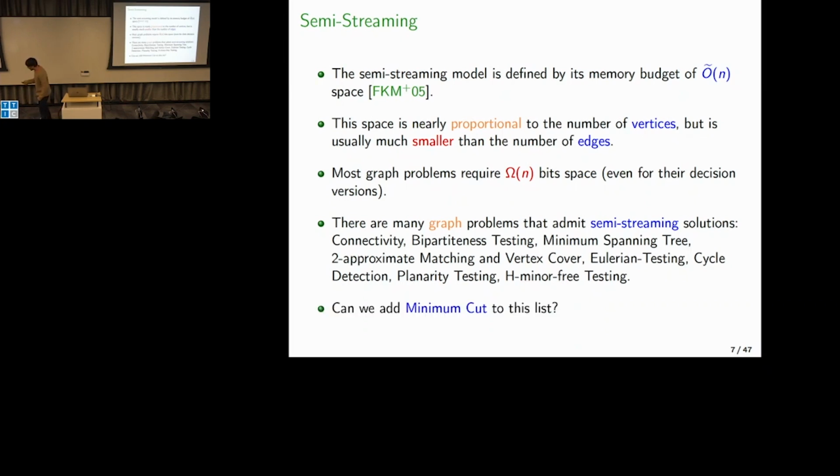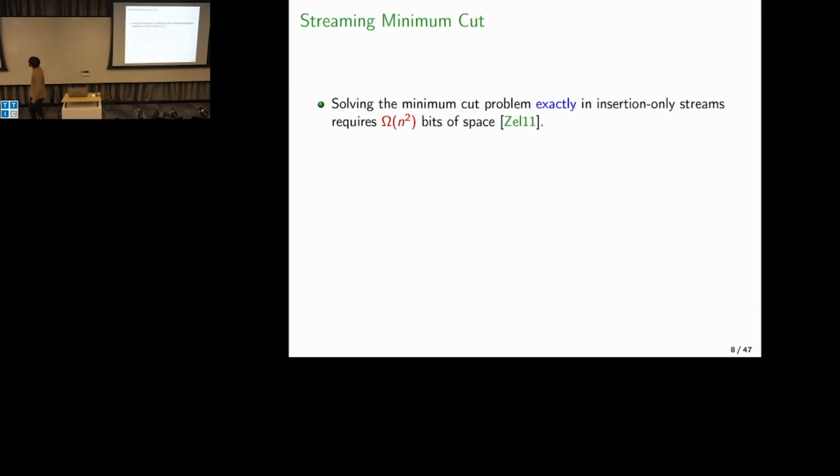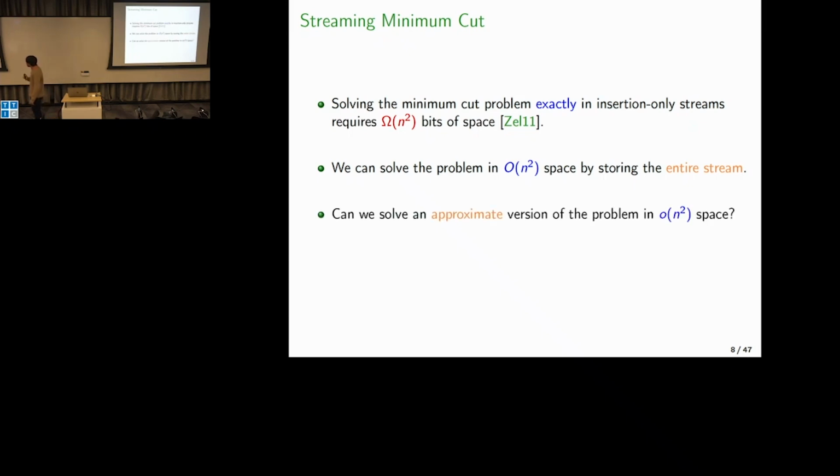Right? And okay, it turns out you can't. So solving min cut exactly needs n squared bits of space. So you can't add exact min cut to the list. But you can also store the entire stream in n squared bits, so n squared is the right answer for exact min cut. But the question is, what about an approximation, right? Can I get something better than n squared space for some approximation, or even semi-streaming space?